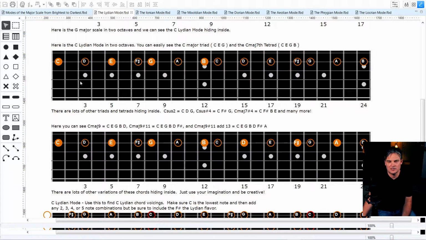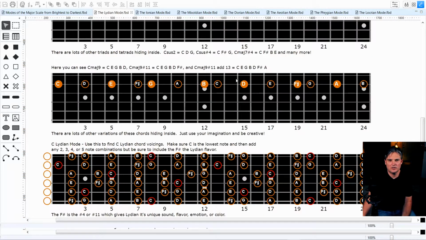In this case, we've got a major triad built off the root, the major third, and the perfect fifth. And to build the seventh chord, we just extend that out to the seventh. We add the seventh to the triad. In this case, we have a C major 7, and that's root, major third, perfect fifth, and major seventh.